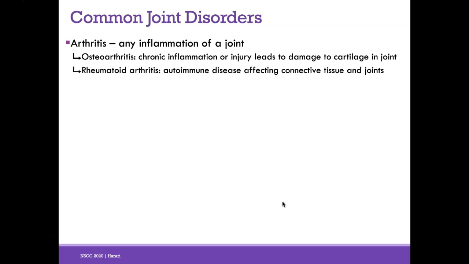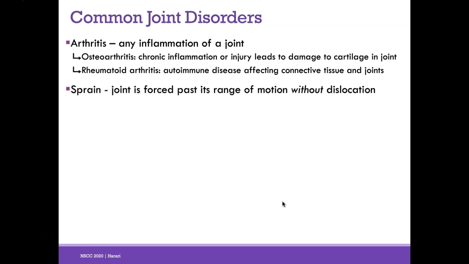There's also rheumatoid arthritis, which is an autoimmune disease where your connective tissue and your joints are actually attacked by your immune system. So you generate antibodies against the connective tissue that allows your joints to work properly, and that gives you, again, inflammation of the joint, which inhibits the full range of motion.